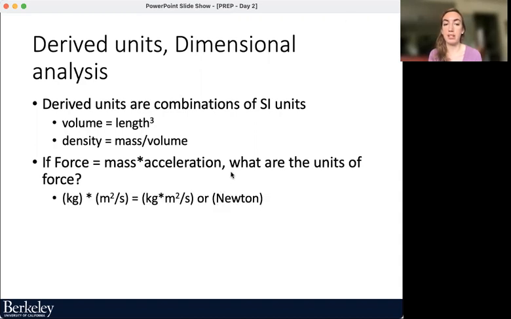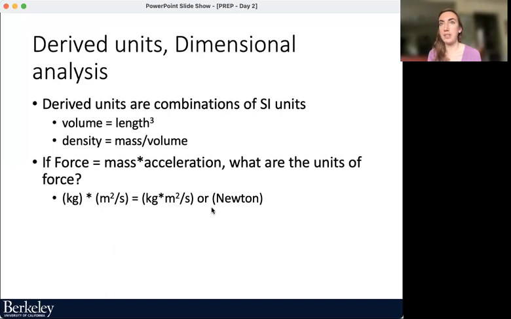So in this case, mass times acceleration. Mass is in units of kilograms, like we've talked about before. That's the SI unit. And then acceleration, don't worry if you haven't taken the physics of this yet, but just trust me for now, that acceleration is in units of meters per second squared. And so force must be the combination of those units. So force must be in units of kilograms times meters per second squared. And we call that a Newton.